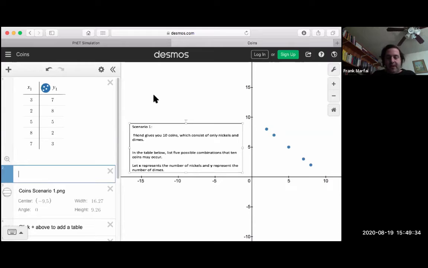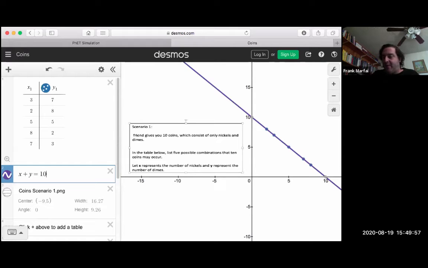To cut through the chase, I'd let them play for a while and see what they notice. If they do it right, they'll have a nice visual confirmation that the situation they are modeling goes right through the dots. So that's all possible combinations of X and Y nickels and dimes that produce 10. Then we talk about whether there are parts that are realistic or not.